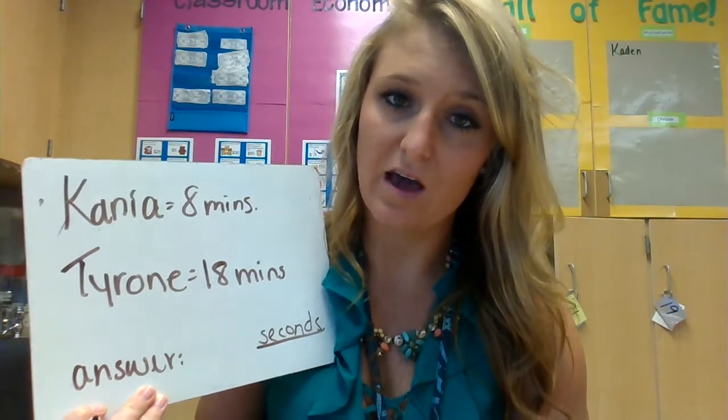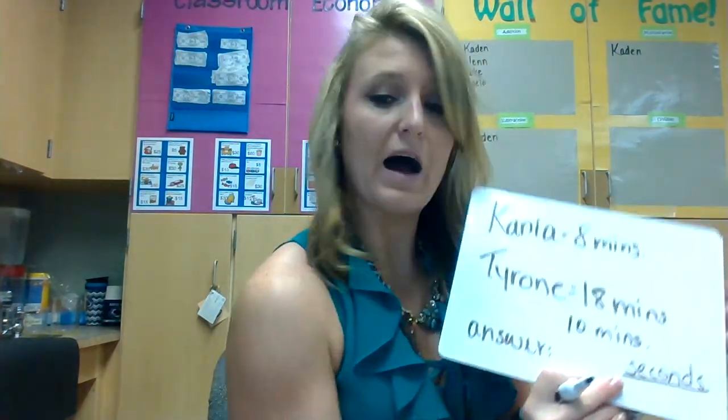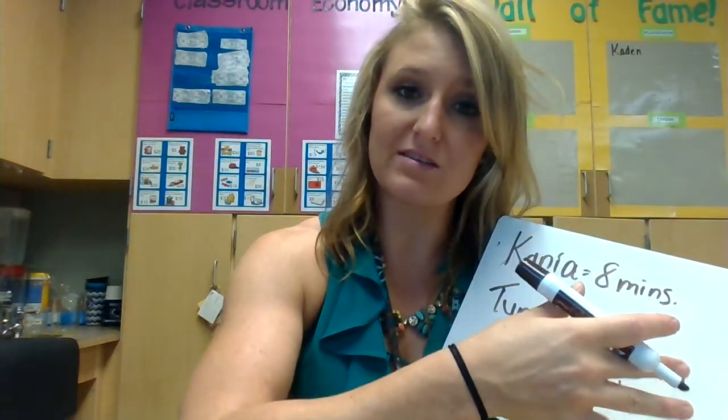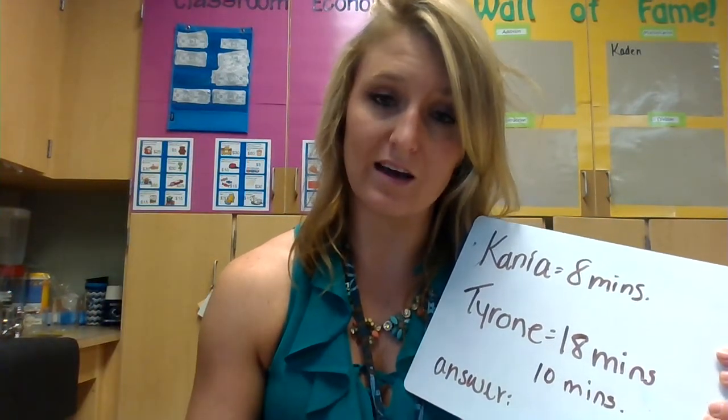And when you see the key words how many more, that means to subtract. So I'm going to take 18 minus 8 to give me 10 minutes. But remember, our answer is asking for seconds. So as we just worked on the last page with our tables, we're going to take the amount of minutes and times it by 60. So what is 10 times 60? You should get 600 seconds.